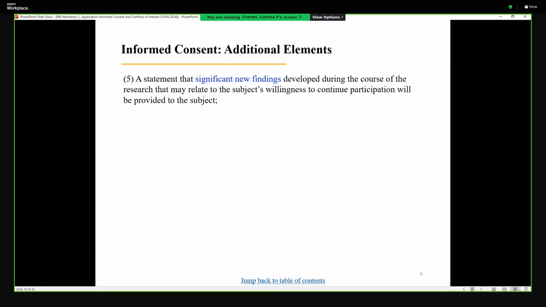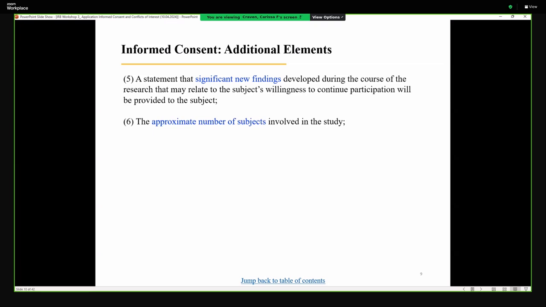If significant new findings are developed during the course of the research that might impact their willingness to continue, they need to know. If 3 subjects have a really poor reaction, and that might happen to other people, they need to know that that's a possibility and they can terminate if that were to occur.